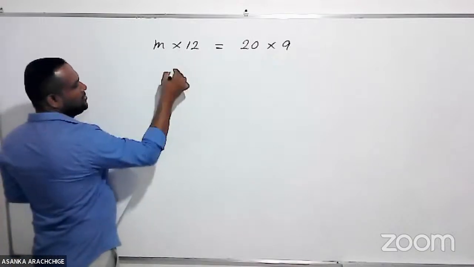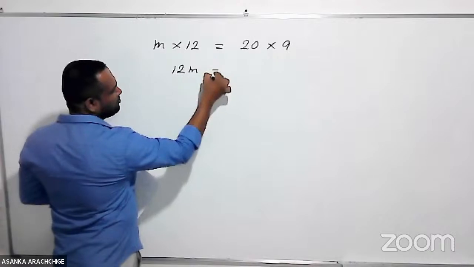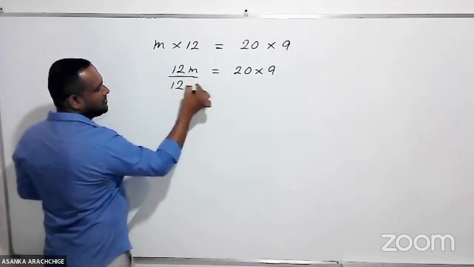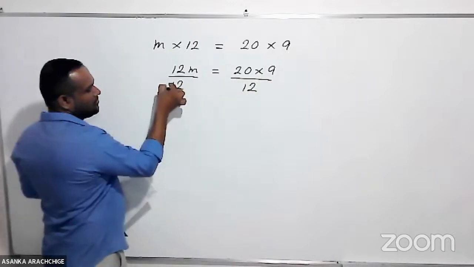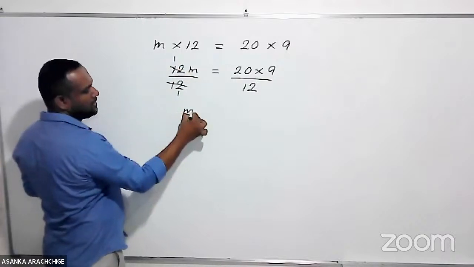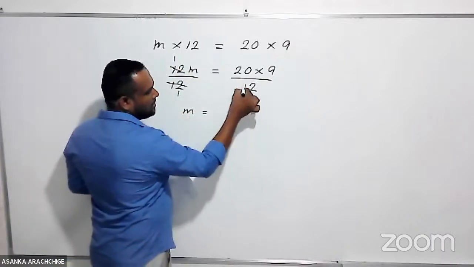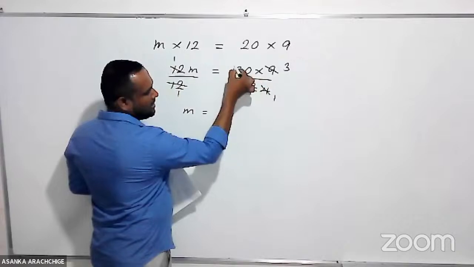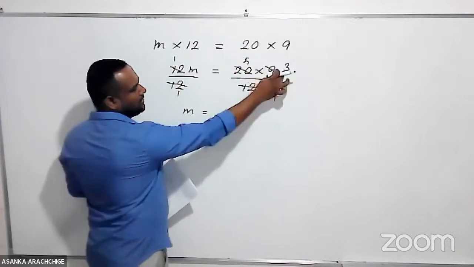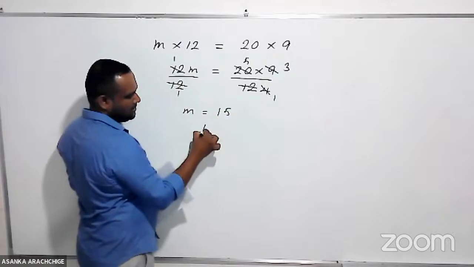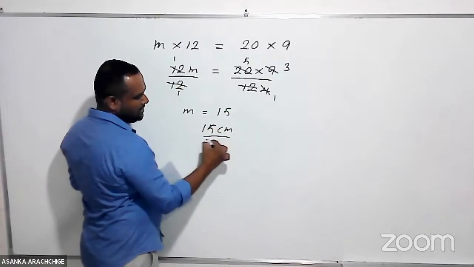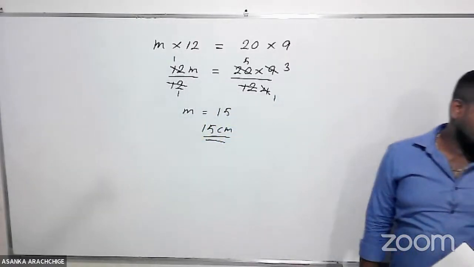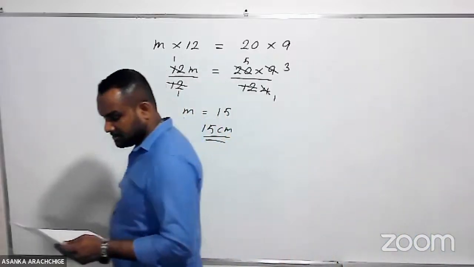M into 12, 12M. 12M equals 180. Now divide by 12. 12 can be cancelled. M equals 3 times 4, 12, 3 times 3, 9. 4 times 1, 4 times 5, 20. Square centimeters. Answer: 15 centimeters.